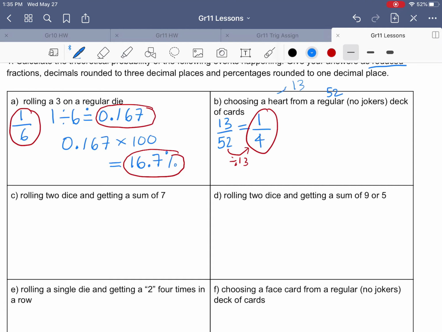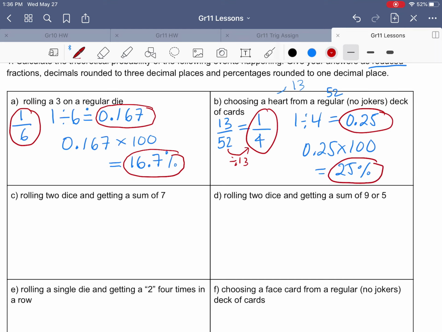Now to get it into a decimal, we do 1 divided by 4, and that's going to give us 0.25. We don't need a 3rd decimal place there because it's exactly 0.25. And now to get it to a percentage, we want to do 0.25 times 100, and that gives us 25%. And that's exactly 25%. We don't need to put another decimal place. We don't need to put 0.0.